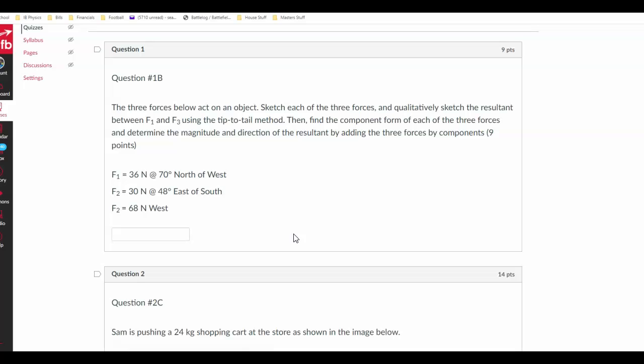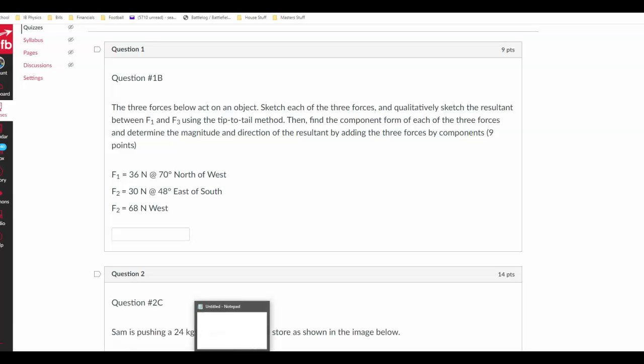Okay, so this first question says, the three forces below act on an object. Sketch each of the three forces and qualitatively sketch the resultant between F1 and F3 using the tip-to-tail method. Now the vector F3 is this third one down here. It's mislabeled, but I gave instructions during the test that the third vector on here was meant to be F3. And then it says, then find the component form of each of the three forces and determine the magnitude and direction of the resultant by adding the three forces by components. So this is a 9-point question.